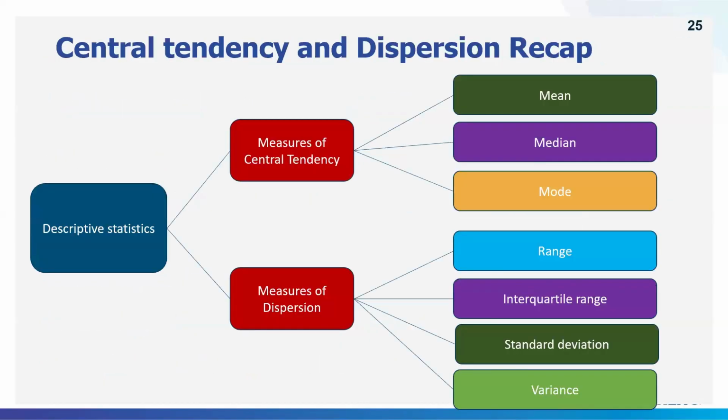And descriptive statistics, as we said, we have two main types of measures: central tendency and dispersion. Central tendency, we saw the mean, median, and the mode. And the measures of dispersion, we saw the range, interquartile range, standard deviation, and the variance. Let's now look at what we call the distribution of data by looking at the normal and the skewed distribution.